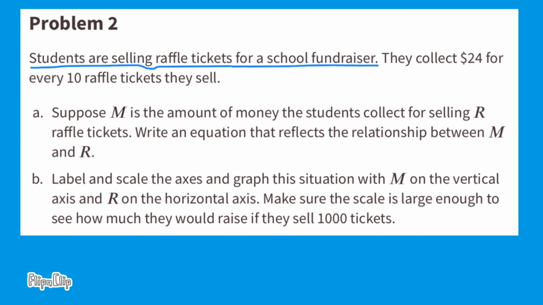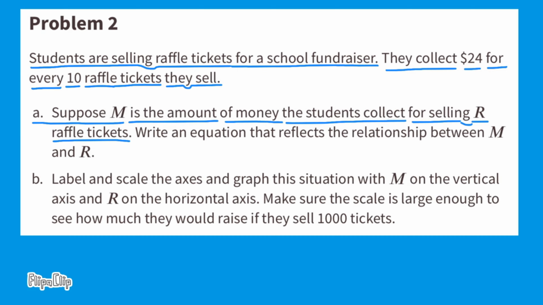Problem number 2. Students are selling raffle tickets for a school fundraiser. They collect $24 every 10 raffle tickets they sell. A. Suppose M is the amount of money the students collect for selling R raffle tickets. Write an equation that reflects the relationship between M and R.